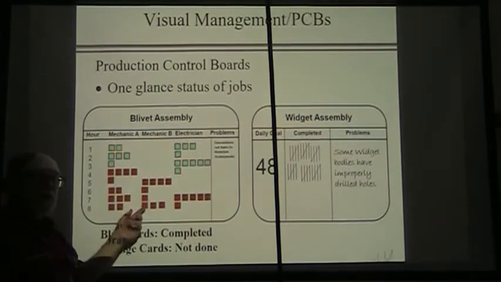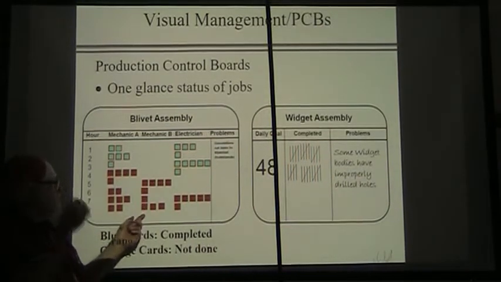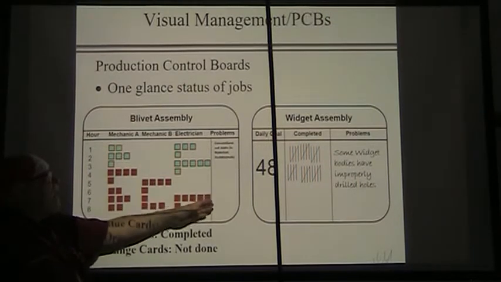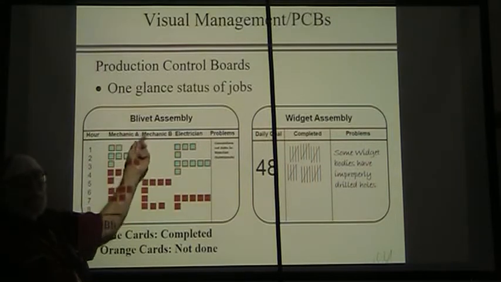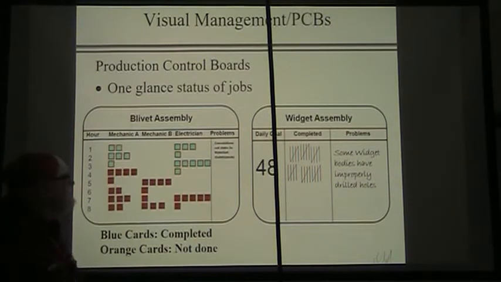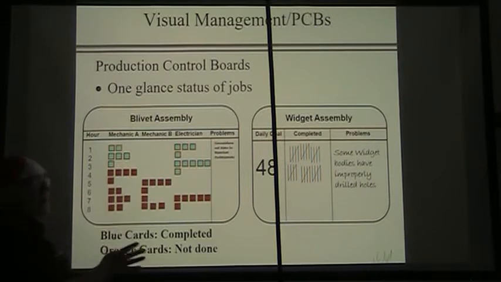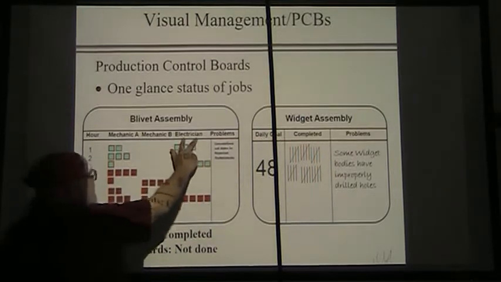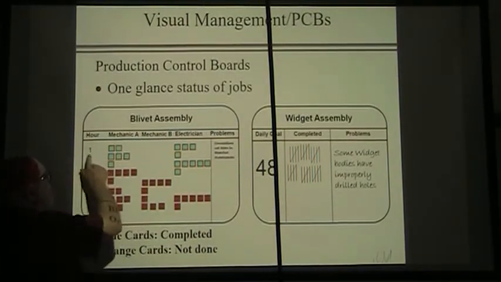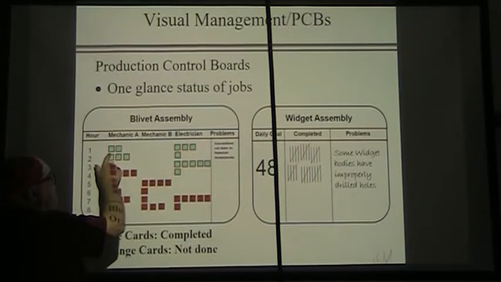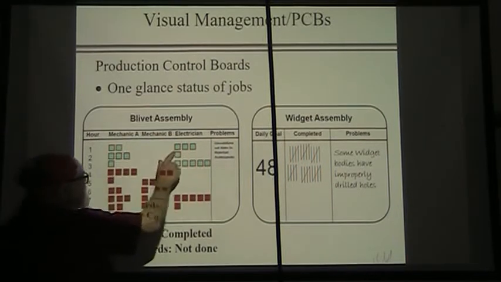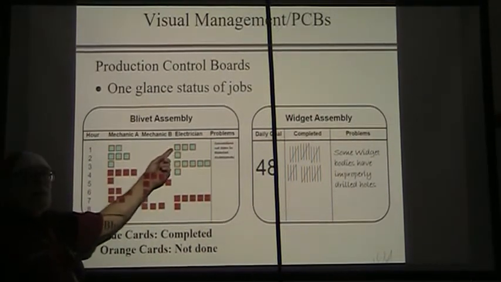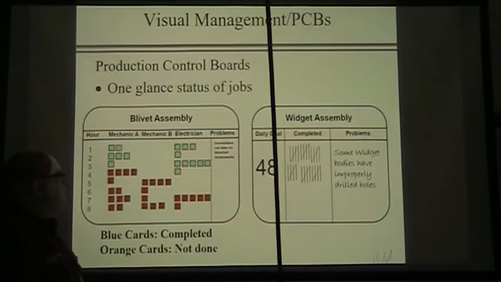Here we have a much more complicated type of board. Here we have a job that takes all day. I know what I told you about Blivets, but I couldn't resist putting it in here. We have 3 different people who have to work on this. Mechanic A, Mechanic B, and the electrician. Okay, so hour number 1, you need Mechanic A to do 2 tasks and the electrician to do 3 tasks. The blue cards mean that task has already been completed.